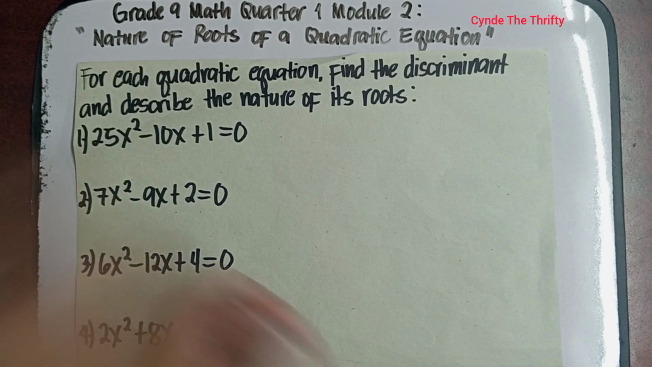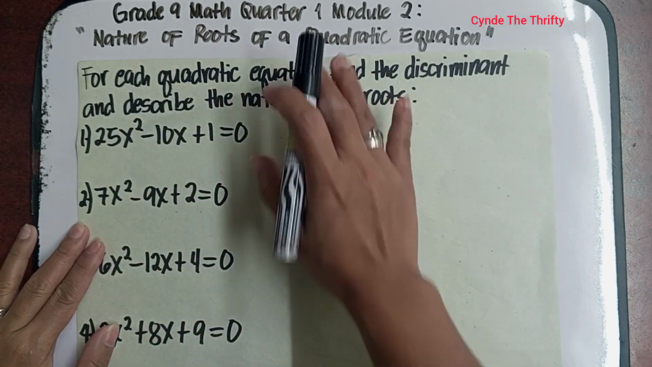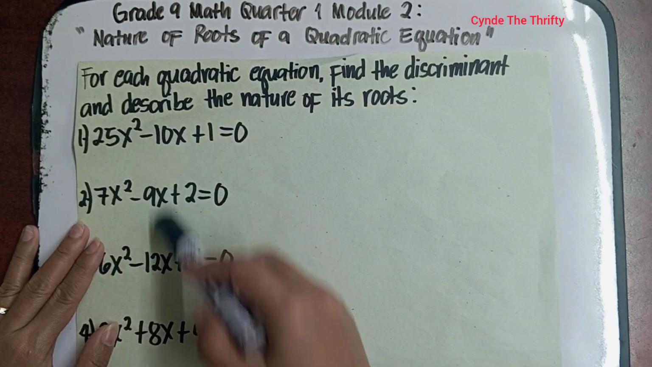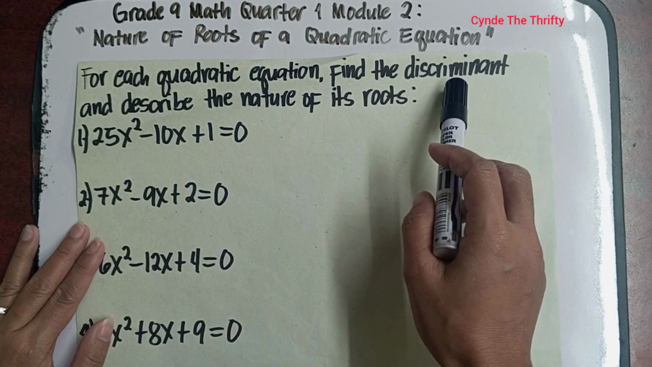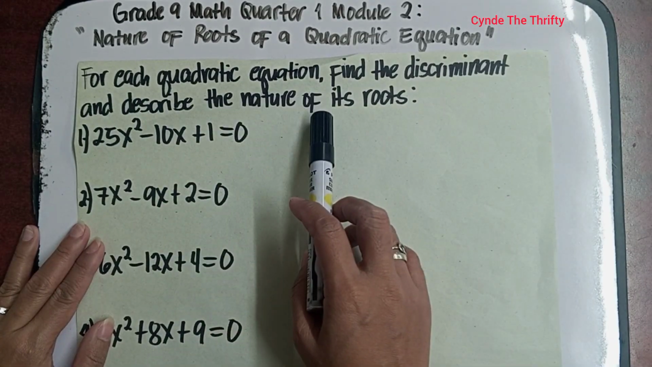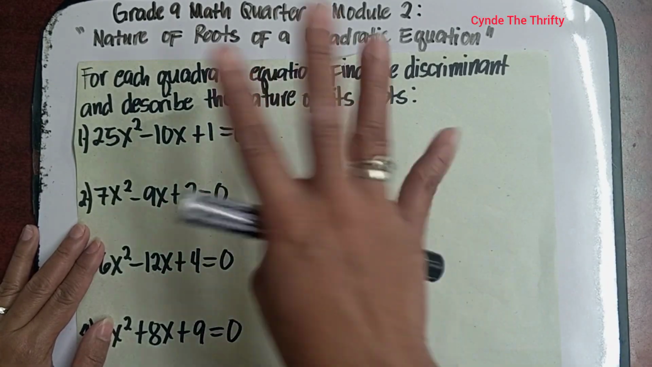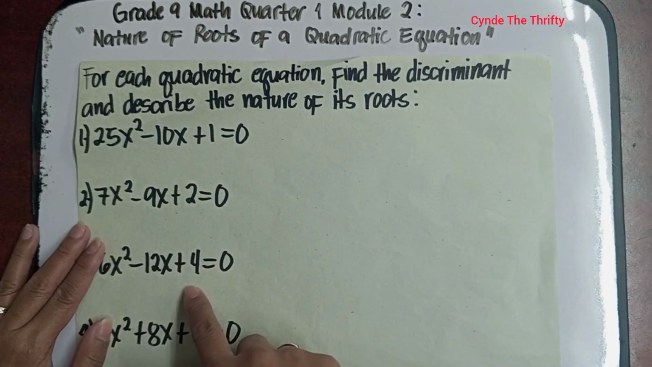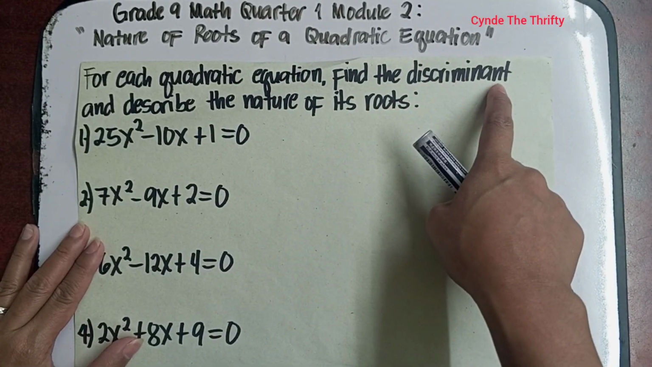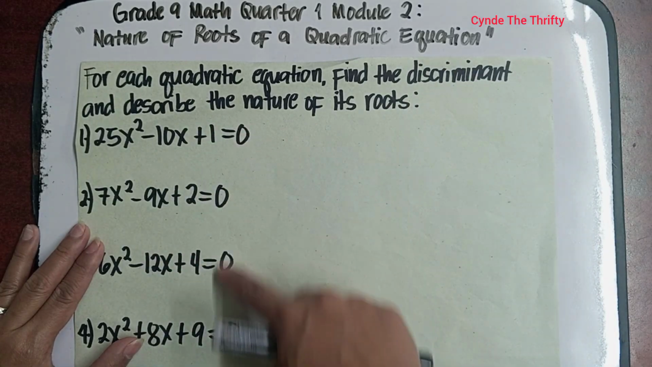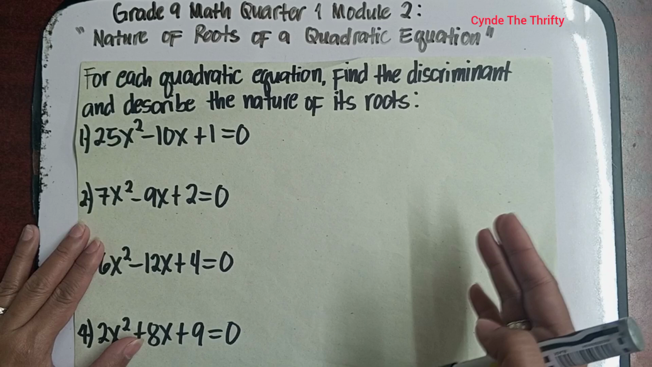Okay, so para maintindihan natin kung ano yung pinag-uusapan natin about nature of roots of a quadratic equation, meron tayong mga examples dito. Hahanapin natin ang kanyang discriminant pagkatapos i-describe natin ang nature ng kanilang roots. Okay, so meron tayong 4 na nature of roots. Okay, so isolve natin ito. First is hanapin natin ang discriminant. Sa pamamagitan ng discriminant, ma-determine natin kung ano yung nature of roots ng ating quadratic equation.